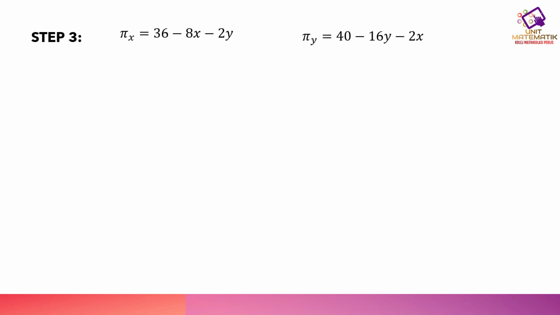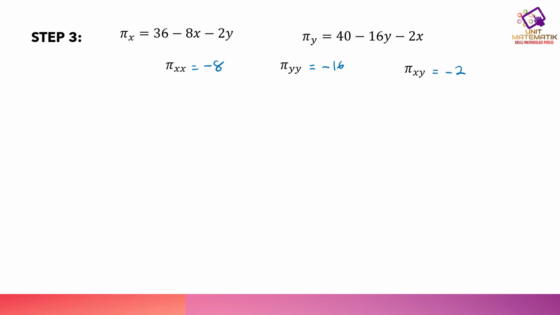Okay, now proceed to step 3. We want to use the second order derivative to test the values of x and y. First, we find profit sub double x. We differentiate negative 8x, you get negative 8. Then profit sub yy. We differentiate negative 16y, so you get negative 16. And the third one, profit sub xy, we differentiate negative 2y, you get negative 2.